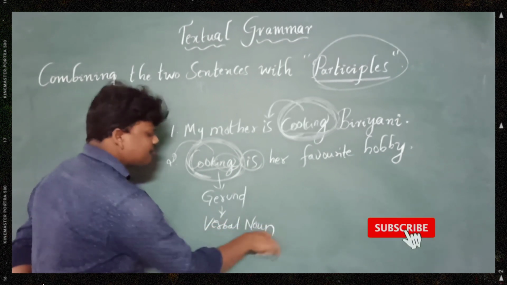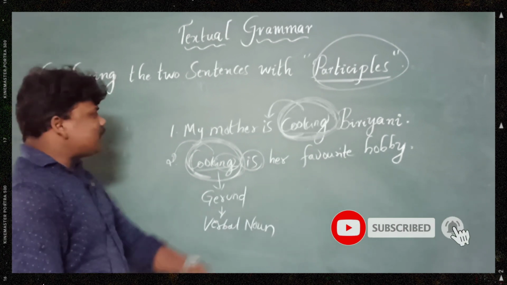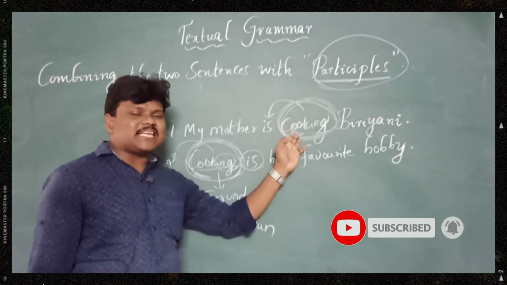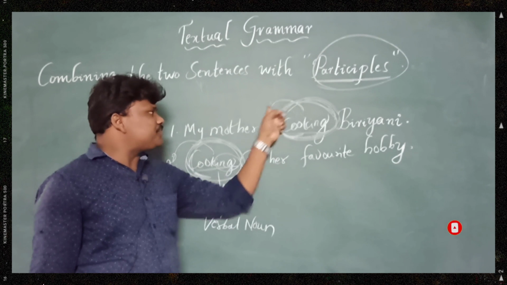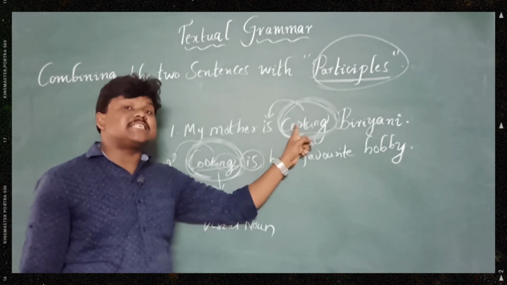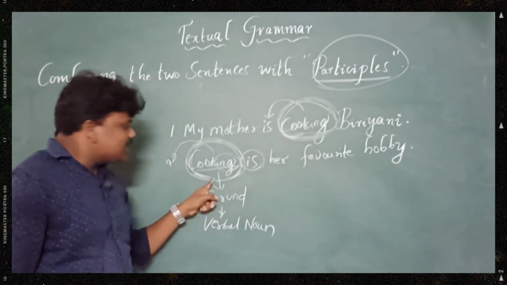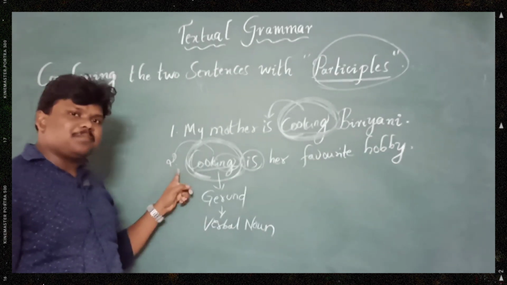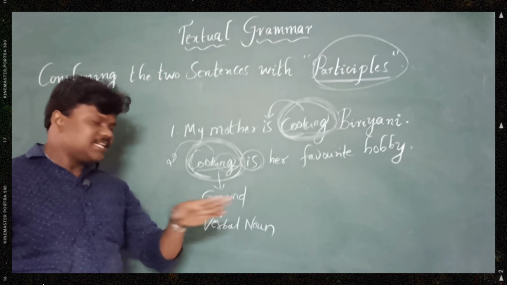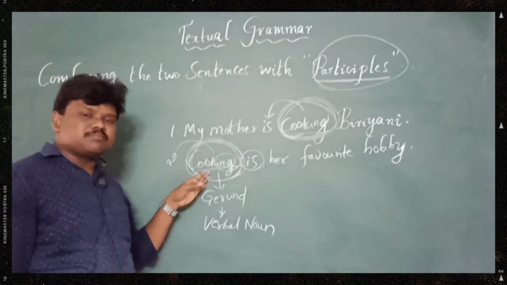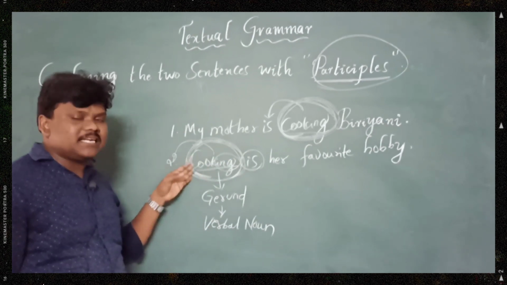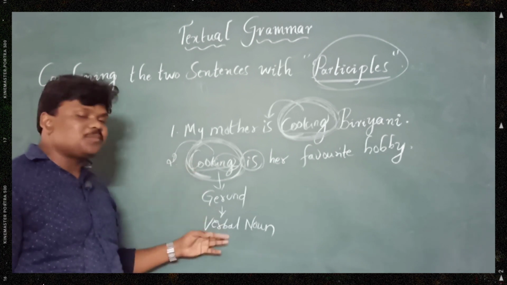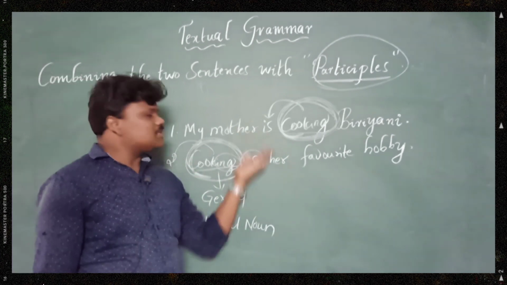Verbal noun. Find here. See, my mother is cooking biryani. Here there is a physical activity and this ing is followed by a helping verb. So it is called present participle. See here, the same ing which is not at all followed by any helping verb. It doesn't have any action. It came in the subject place. So it is called gerund. Gerund is also known as verbal noun. Right? Yes, this is the basic.